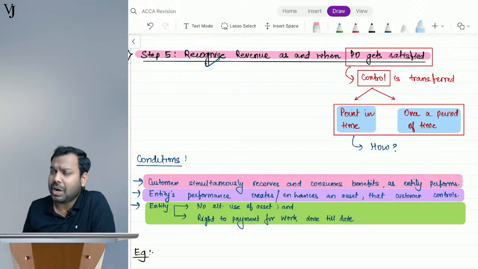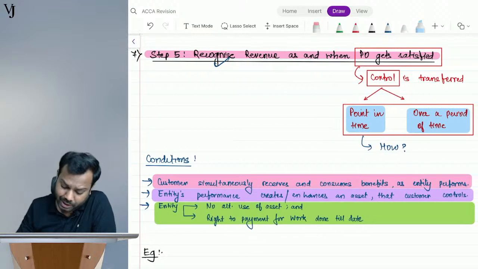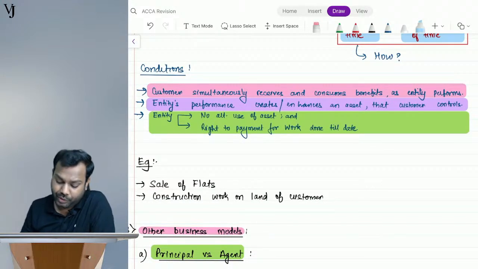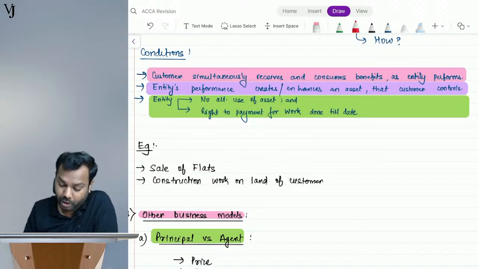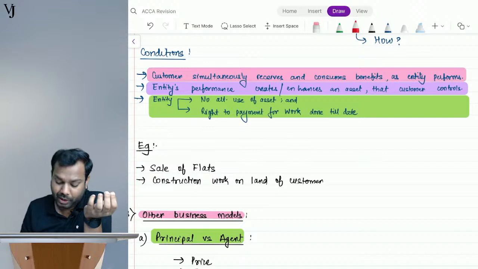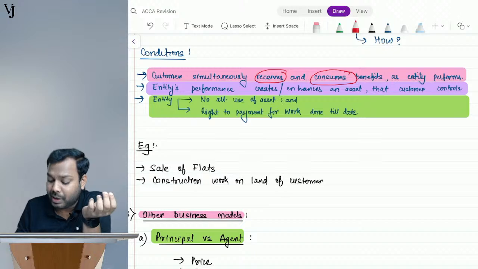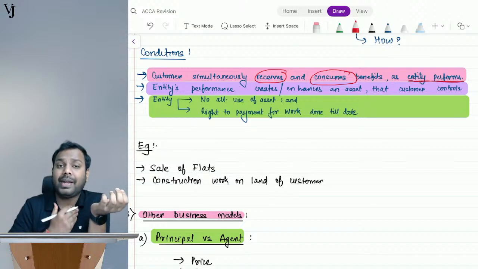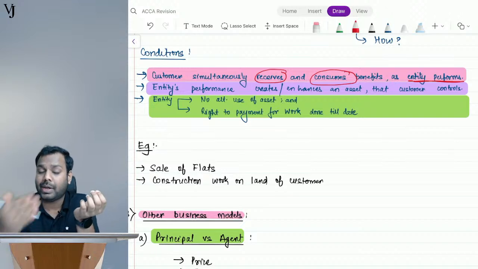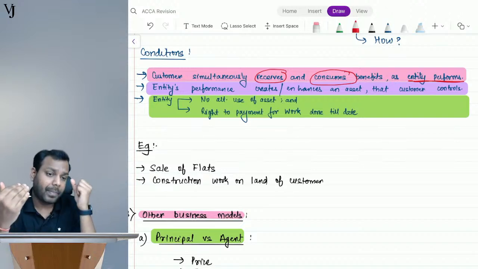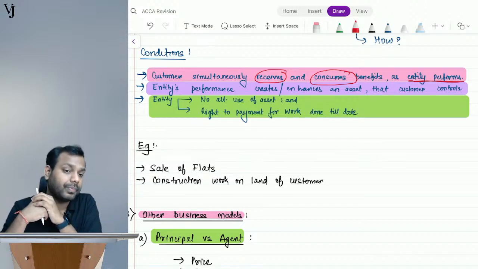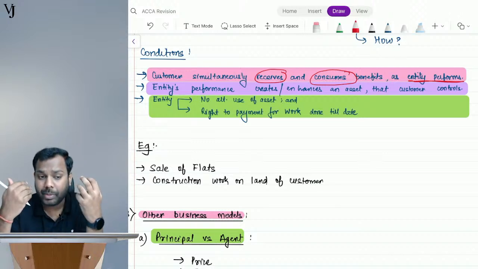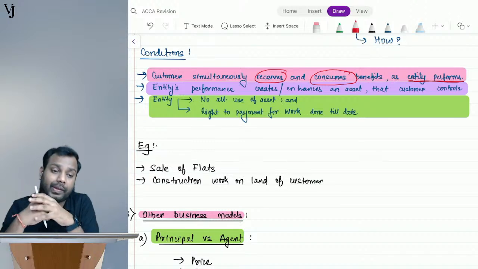But the question comes up, how to assess that? Standard gives you 3 conditions. What are those conditions? Understand. Conditions are: the customer simultaneously receives and consumes the benefits as the entity performs. As I teach you guys, as I educate you, you receive the benefit and consume the benefit. Please confirm yes or no. As and when I am performing, you guys are receiving and consuming the benefits. Tell me.